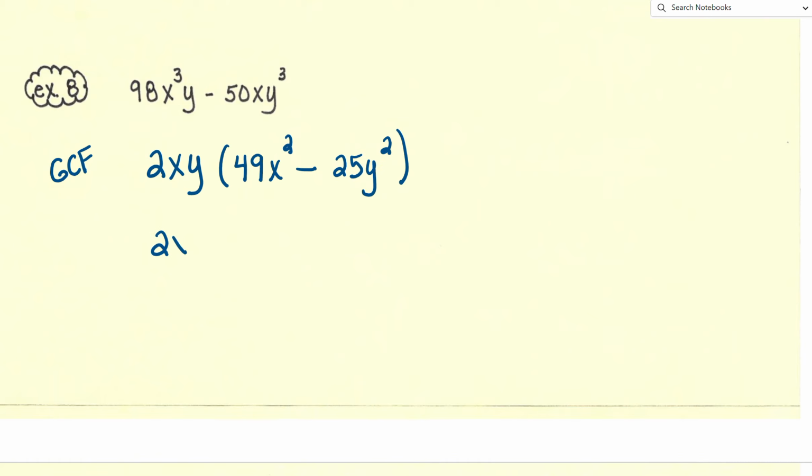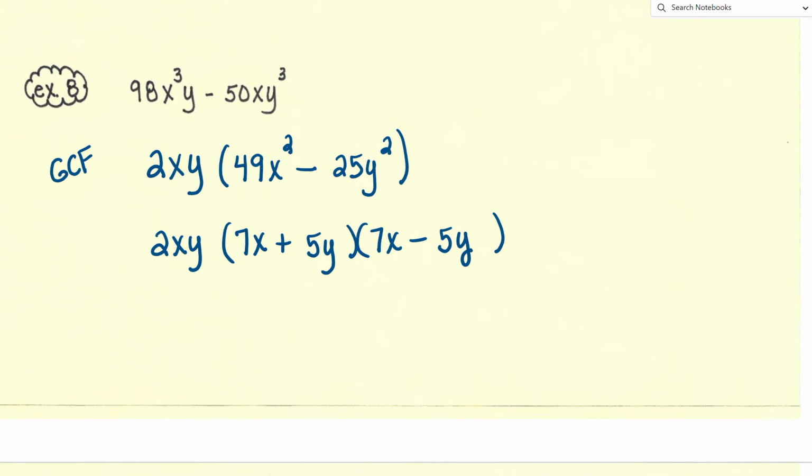So bring down your 2xy, do your double parentheses, pause that video and try it on your own if you'd like, and come back and check. Okay, hopefully you said 7x and 7x because 7 times 7 is 49 and x times x is x squared. To get 25, that's a 5 times 5 and a y times y. I need a plus and I need a minus.